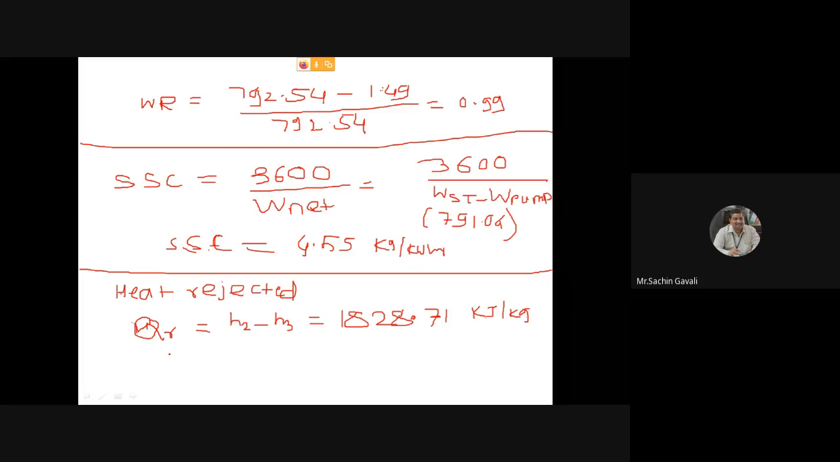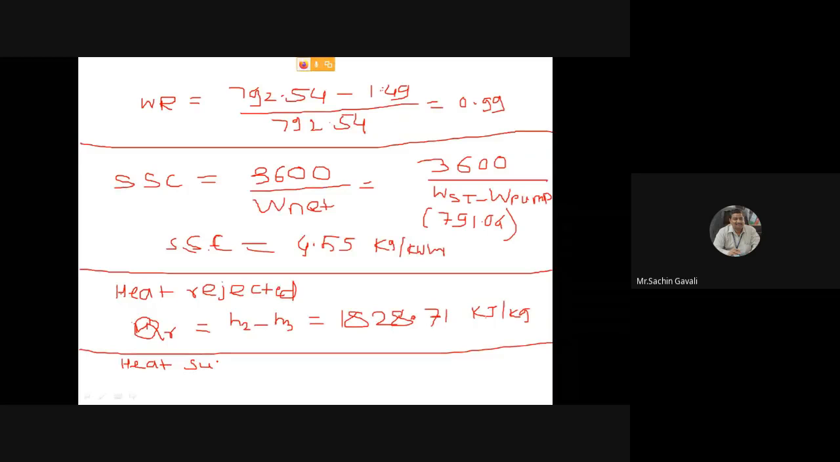Then did they ask anything more? Heat supplied in the boiler. Okay. QS. What is the formula for QS? H1 minus H4. What is the formula? Tell me.